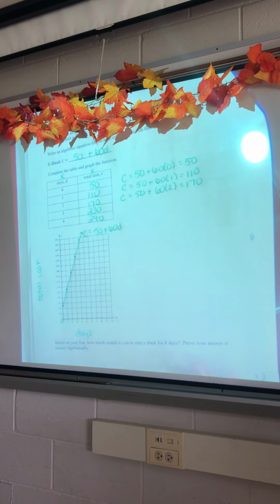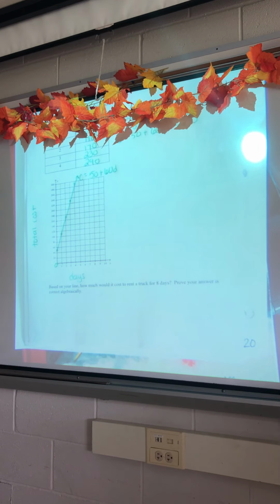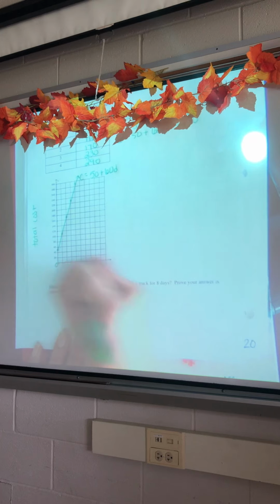And then we have one more question on page 20. It says, based on your line, how much would it cost to rent a truck for 8 days? Prove your answer is correct algebraically. So algebraically means you need to show work.